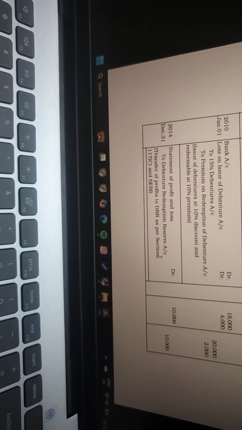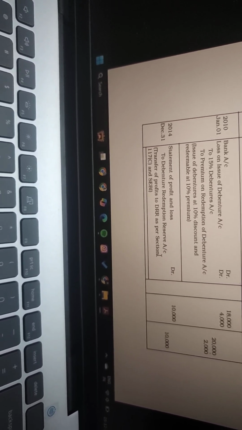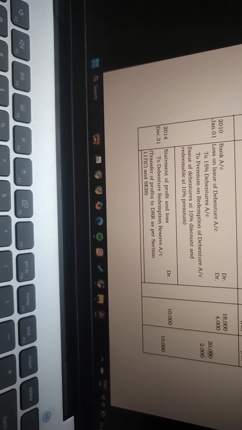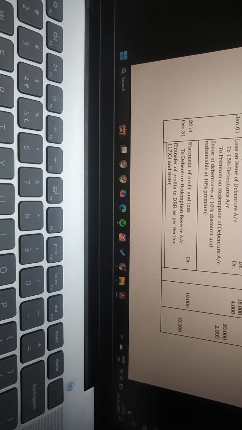Here, as I said earlier, the minimum amount as per the SEBI guidelines is 50% of the issue of debentures. The 20,000 is the full amount of debentures. 50% of the full issued amount of debentures, that is 20,000 into 50 by 100, will be 10,000. So the narration: transfer of profits to debenture redemption reserve as per section 117C and SEBI.